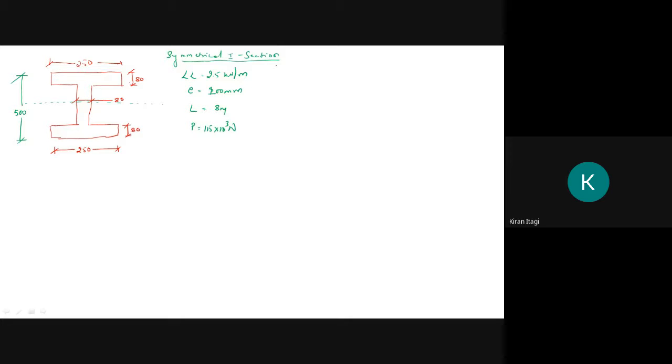As it is a symmetrical section, we can directly solve the numerical. Its neutral axis will obviously fall at the center. It is symmetric about the x-axis and also about the y-axis. This is 250 and this will be 250. We have the formula for the top: P upon A minus P into E upon ZT plus mg plus mq upon ZT.